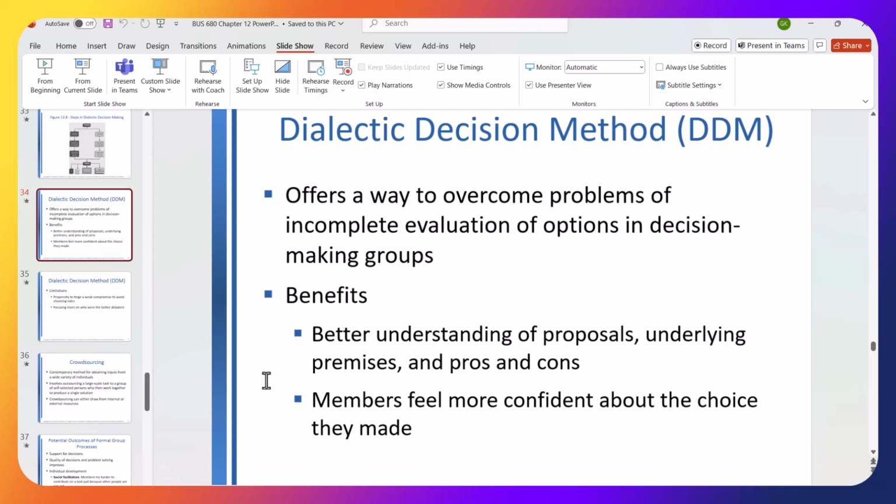It offers a way to overcome problems of incomplete evaluation of options in decision making. So benefits: a better understanding of proposals, underlying premises, and pros and cons. Members feel more confident about their choice. So this is where people feel good about it and they're working together. And in this capacity, it's a little bit different than others. But if you got the right type of people, it's something that can actually be very beneficial and work really well.